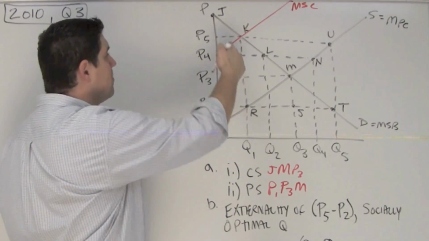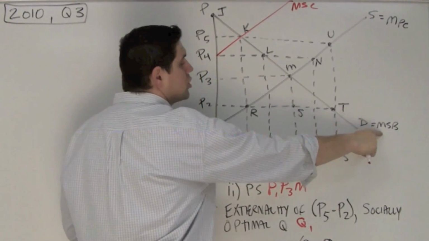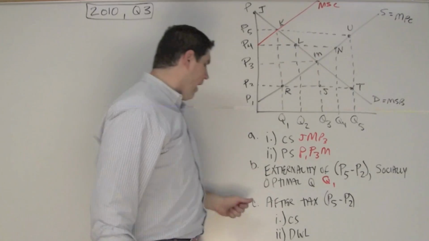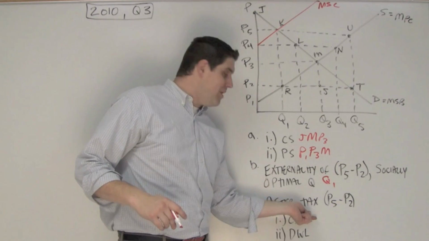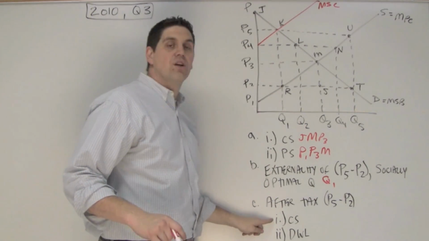The quantity that should be produced, the socially optimal quantity, is Q1. That's the quantity where the marginal social benefit equals the marginal social cost. And the next part of the question says, if the government taxes the vertical distance, or the amount of the externality, what happens to consumer surplus?